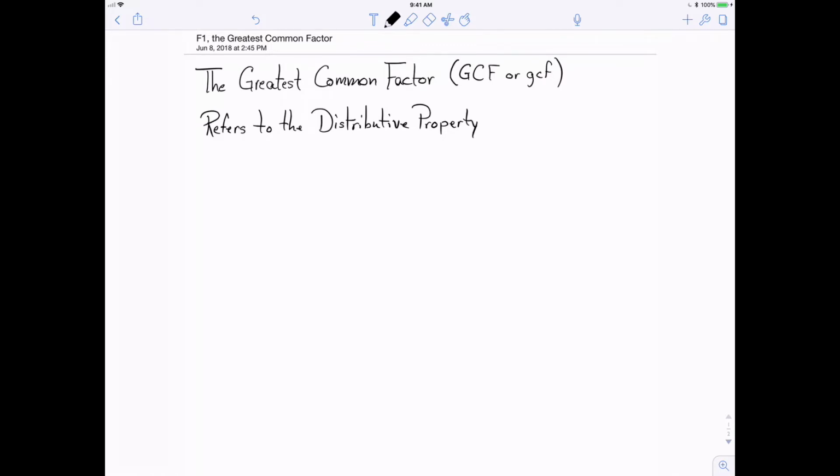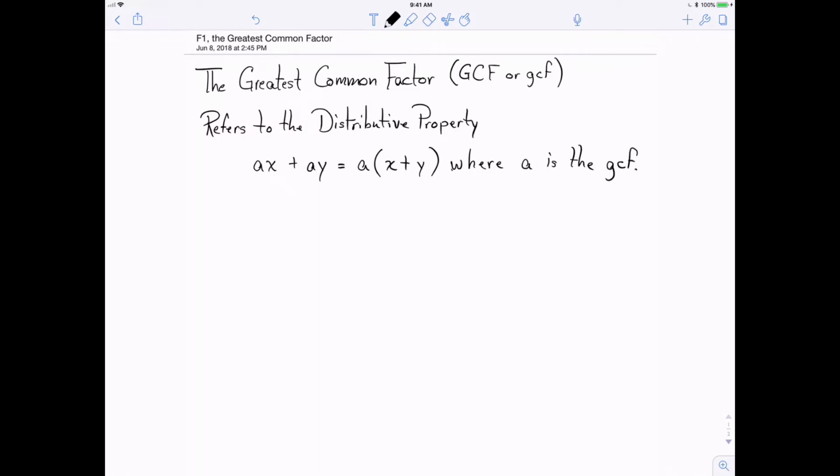The distributive property in math is written as ax plus ay is the same as a times x plus y, and we say where a is the GCF, the greatest common factor.